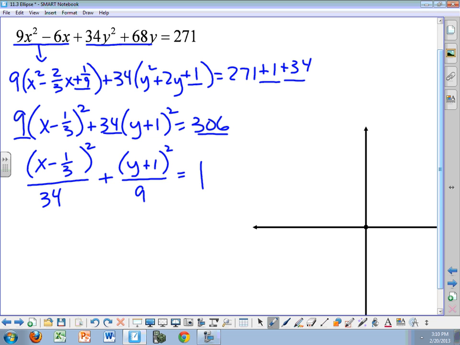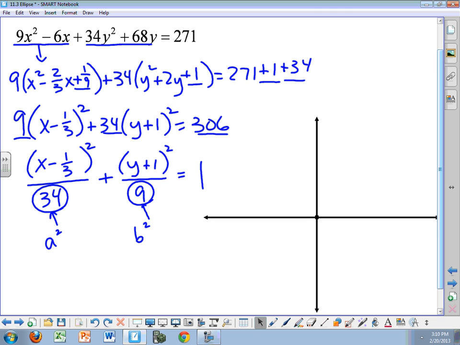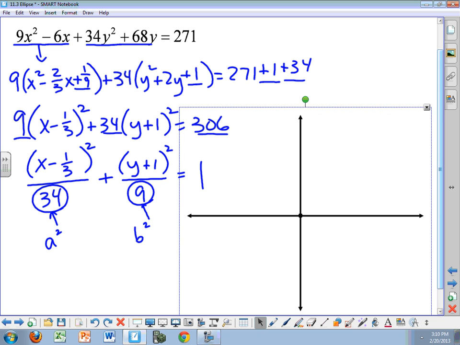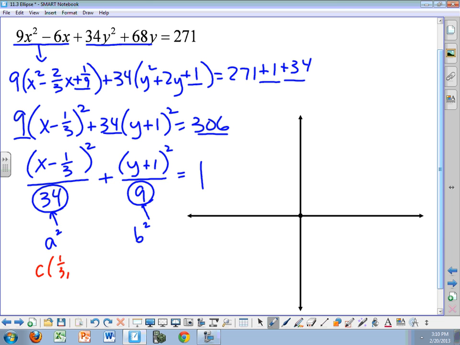So notice that the 34 is larger than the 9, so this 34 will now be our a squared, and this 9 will be the b squared. Since the 34 is underneath the x, that tells me that this is going to be a horizontal ellipse. The only tricky part to this one now is the fact that the center is at 1/3, comma, -1. And that is absolutely nasty in graphing. But we can handle that.